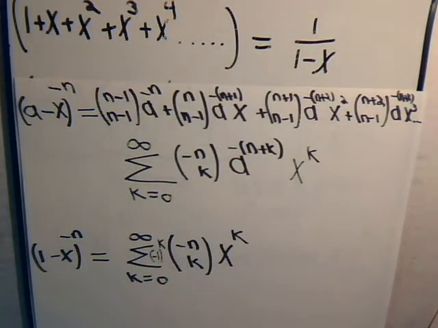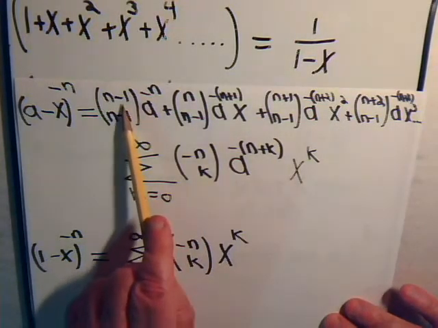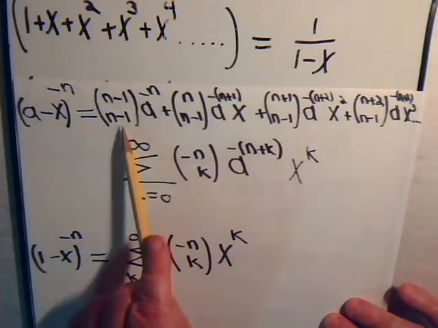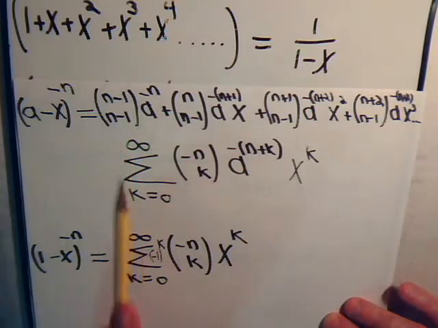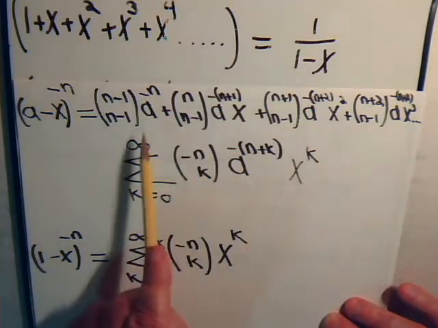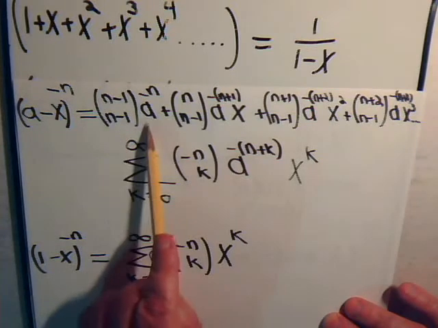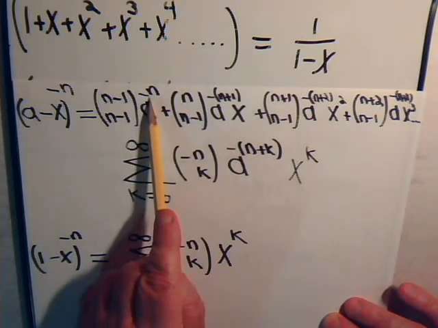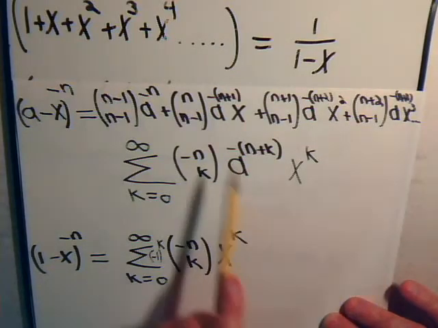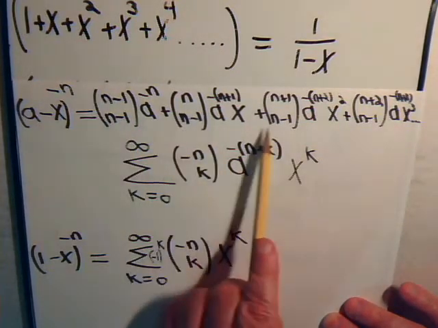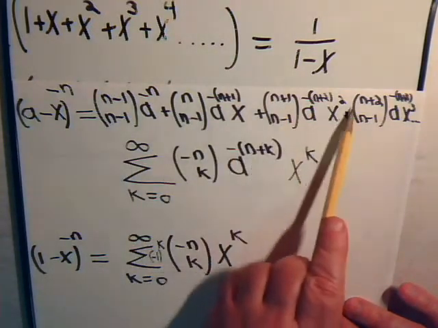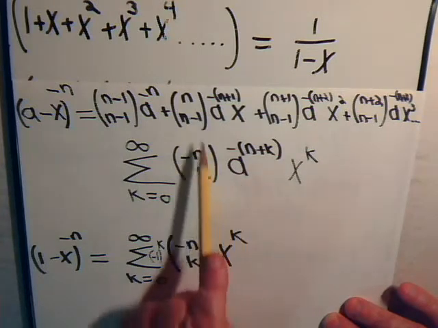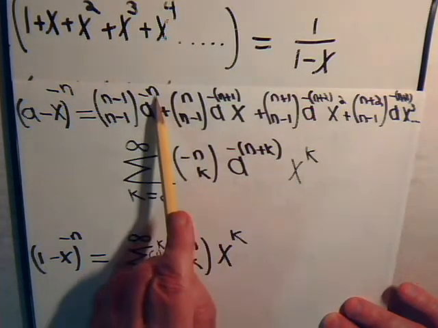Now, when we had a negative exponent, this was the expression we got. Let's look at it for a minute. Here we have the binomial coefficient of n minus 1 over n minus 1. That's just 1. We write it like this so that we can remember what the pattern is. So it's this binomial coefficient times a to the minus n. Then as we go through the series, this part of the binomial coefficient stays constant, and this part here, we continuously add 1 to it. So for the next term, it's n over n minus 1.